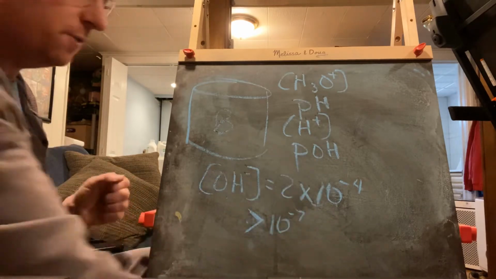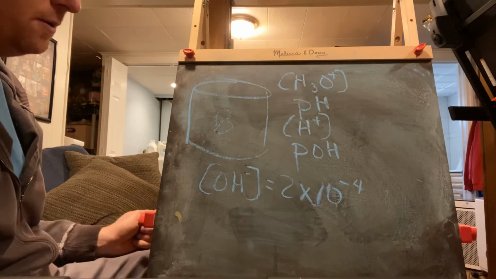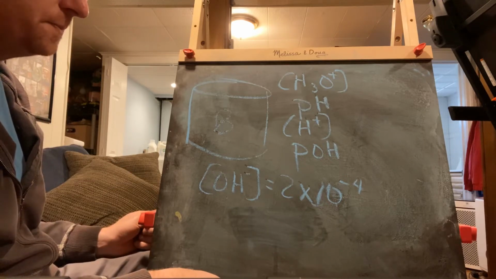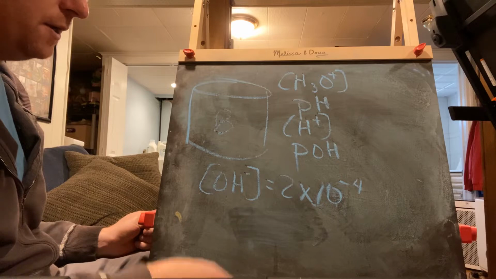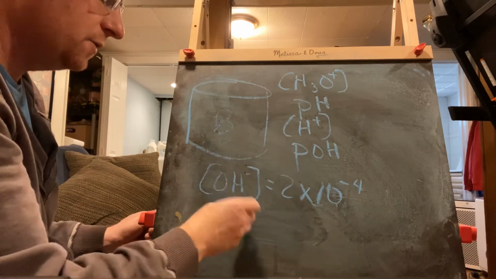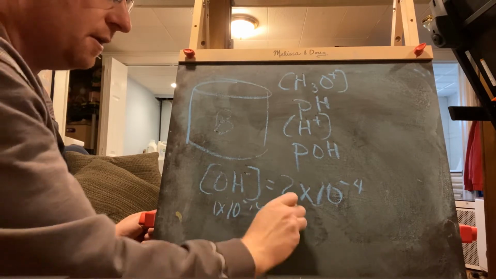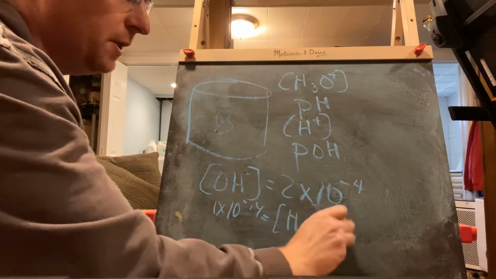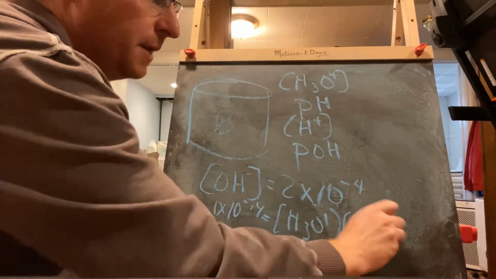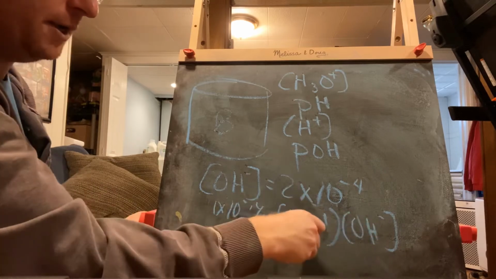So what we would do first is probably easily solve for H3O or H plus. They're the same thing. So I would do my 1 times 10 to the negative 14th equals H3O plus times OH minus, and know that I could solve for my H3O here.